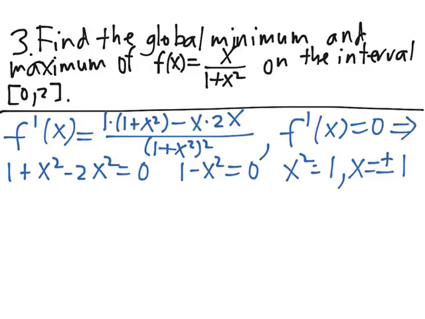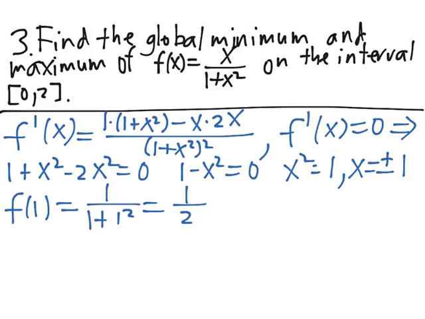Now only plus 1 is actually in the interval we're considering, from 0 to 2. So let's check f at that point. F of 1 is equal to 1 over 1 plus 1 squared, which is equal to 1 over 2, which is a half. Now it remains to check the boundary conditions.